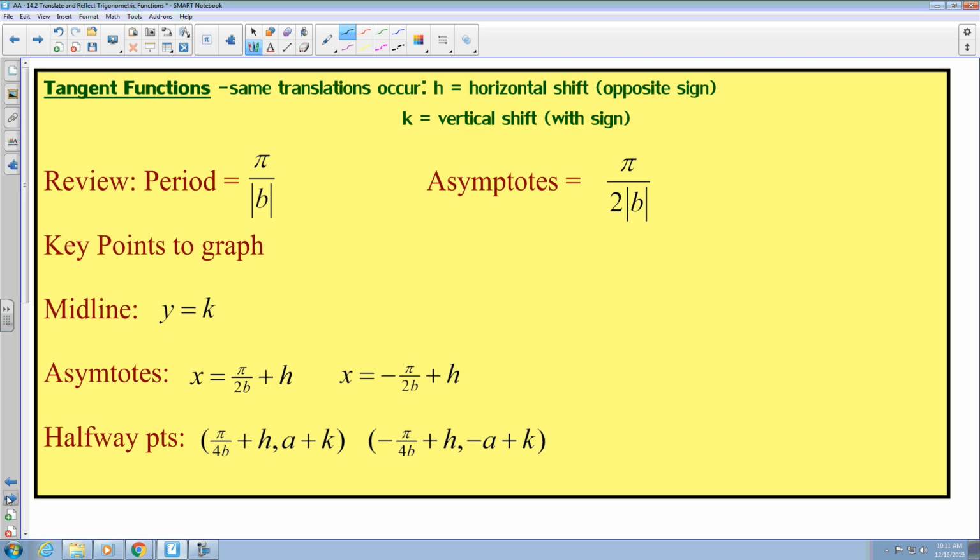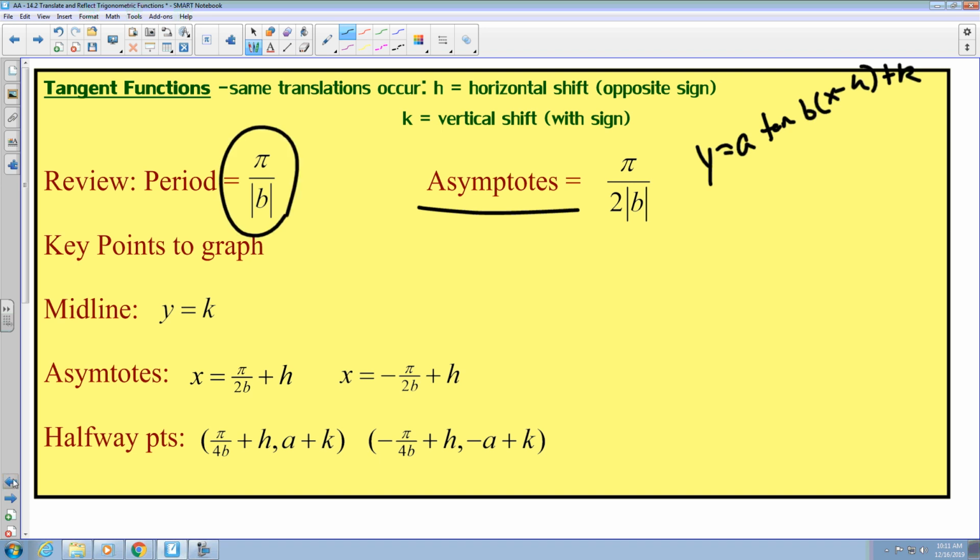Just like yesterday when we talked about tangent, it's going to be the same general equation. It will be y equals a times the tangent of b times the quantity x minus h, plus k. It's the same thing as the translations for sine and cosine. Remember that we have asymptotes that we're trying to keep in mind. Same idea for those asymptote values. To find the period for each of these is still pi over b.